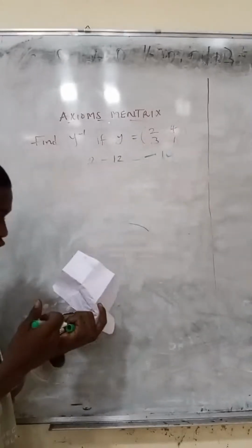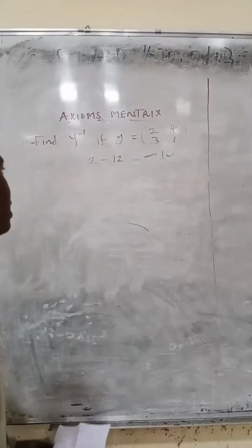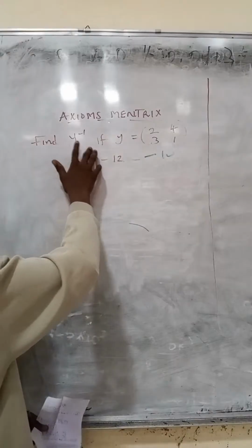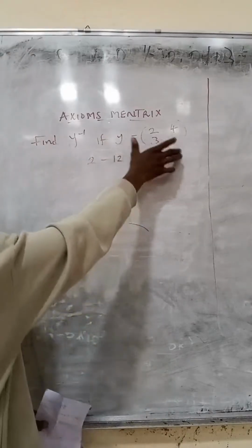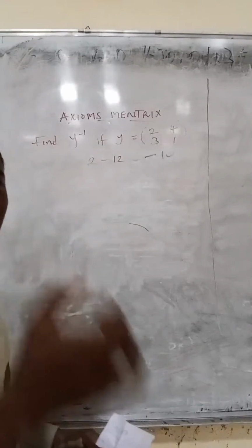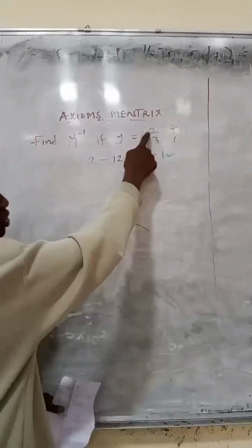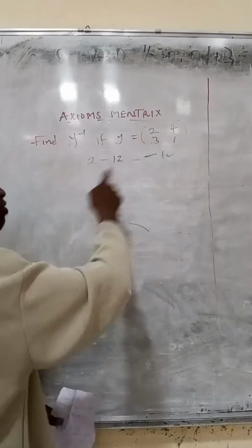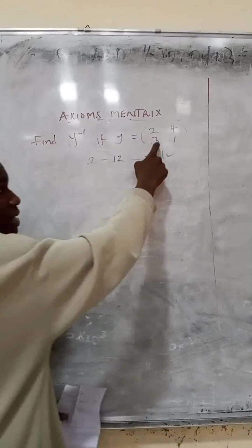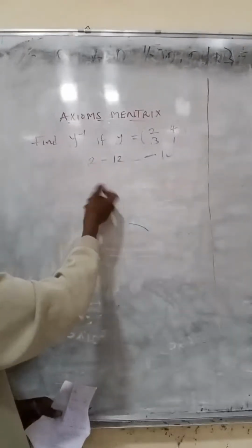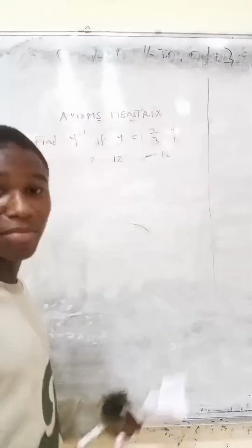But I'm going to be doing some switching. Let me explain again. What I said is that if you are asked to find the inverse of a matrix, and this is the matrix, you find the determinant first. I did 2 times 1, which gave me 2. Then 3 times 4, which gave me 12. So I did the subtraction: 2 minus 12 is going to give me minus 10.